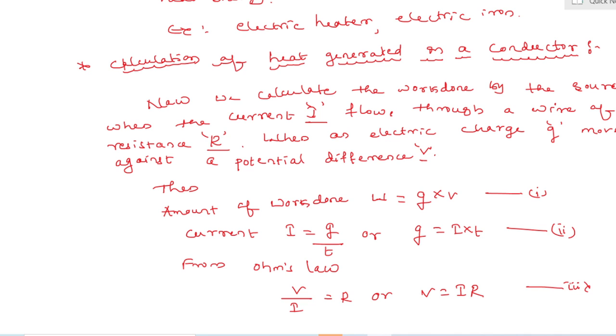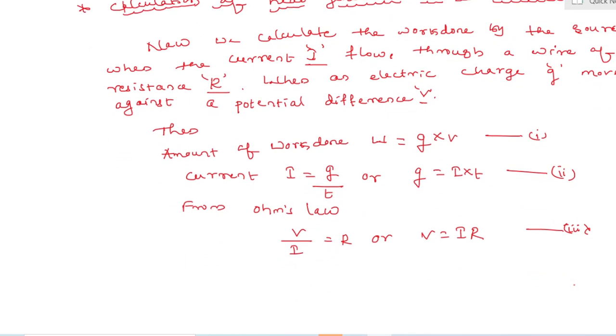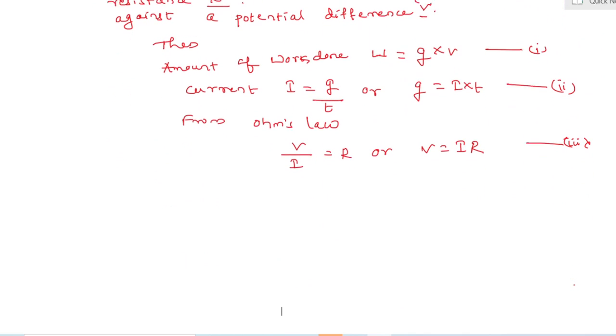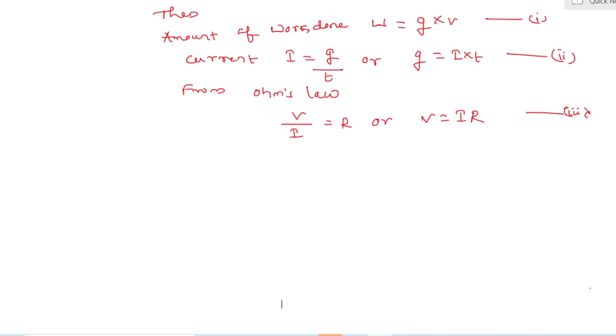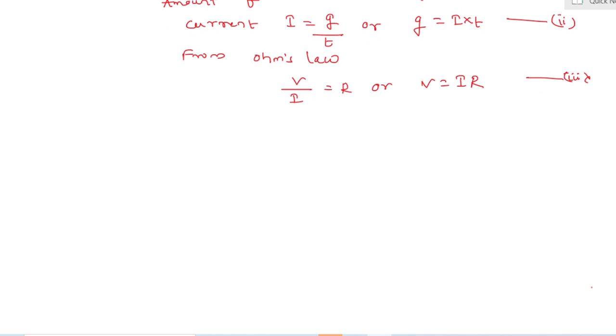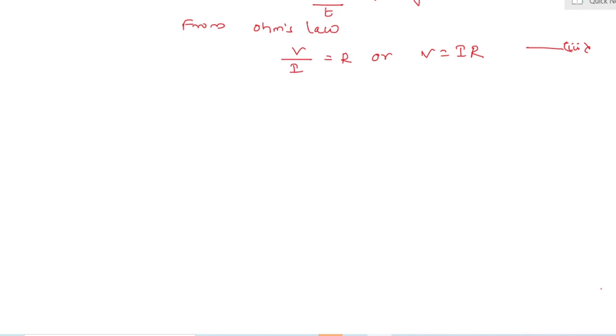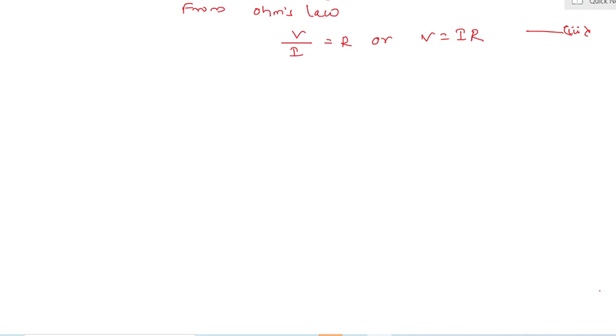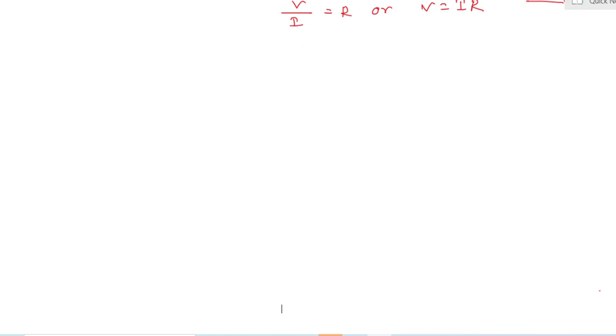Yes, equation number 3. Yes, my dear students, observe here. The amount of work done W is equal to Q into V. It means charge into potential difference. Current I is equal to Q divided by t. It means charge divided by time. Q is equal to current into time. From Ohm's law, V divided by I is equal to R, or V is equal to I into R.